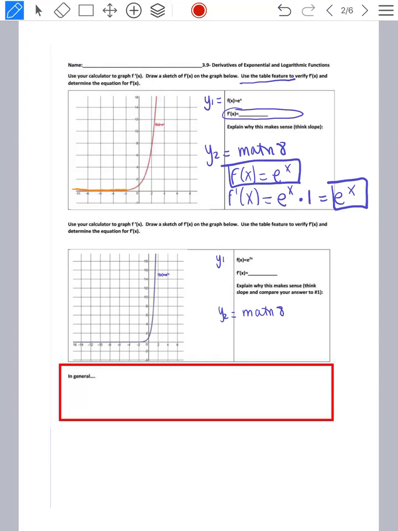And then what's happening to the slope? It's increasing in the positive direction and getting steeper and steeper. So the derivative is increasing in the positive direction and getting steeper and steeper. So it makes sense that the derivative of an exponential is also an exponential.